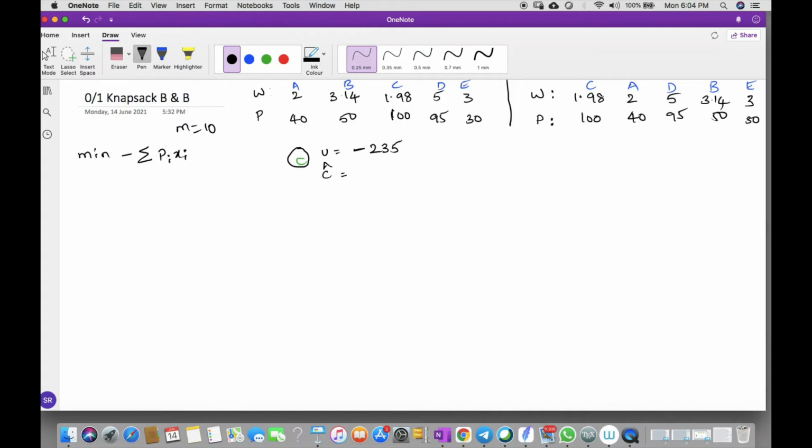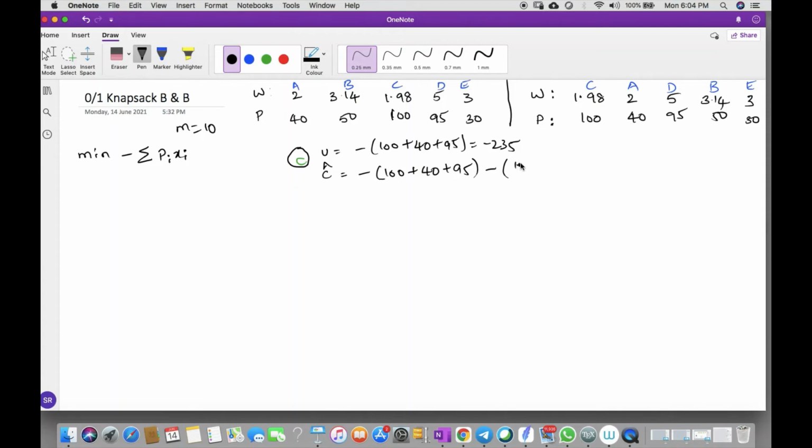And how is C cap computed? As I was saying earlier, let me write it more explicitly here. We get this from 100 plus 40 plus 95, which sums up to minus 235. And C cap we obtain by also considering the fractional part. So 100 plus 40 plus 95, and we have the fractional part. How do we compute the fractional part? It is the leftover amount in terms of weight. Here we got total weight as 8.98 by adding all these three. The leftover is 1.02.